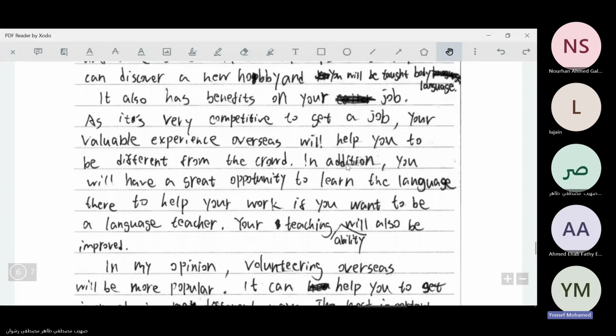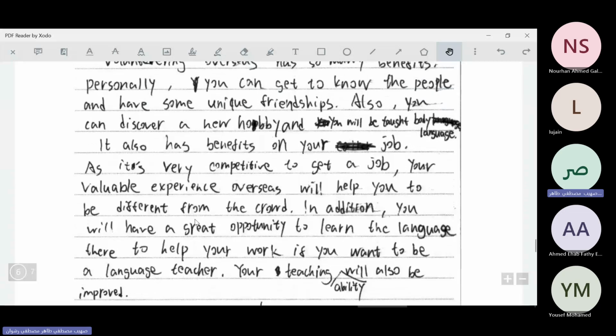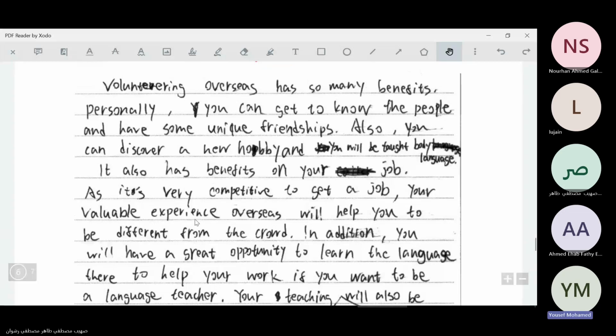If you want to be a language teacher, your teaching ability will also be improved. All right. Until here, thank you. Stop here. What do you think of the language of this summary? Comments? Sir, I think the language is, wait.